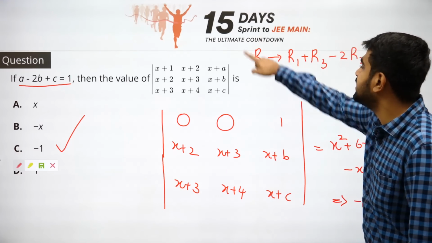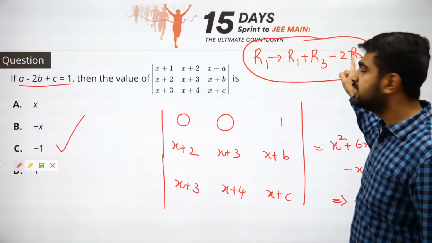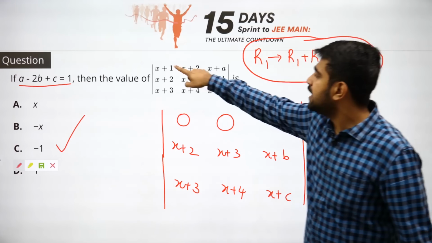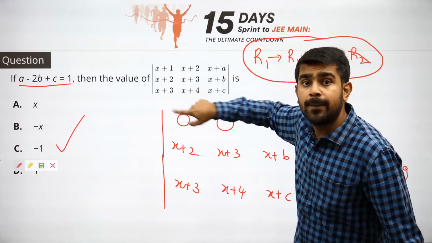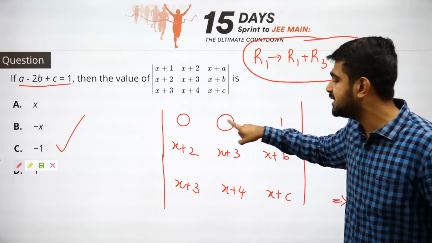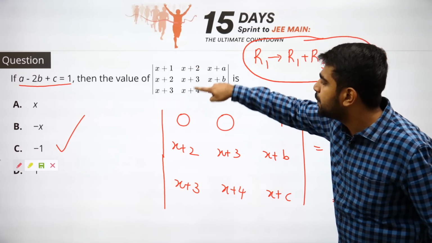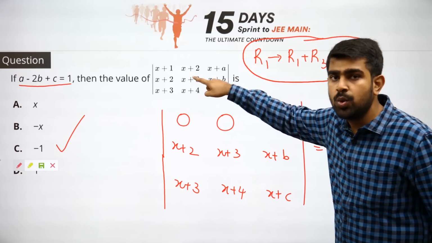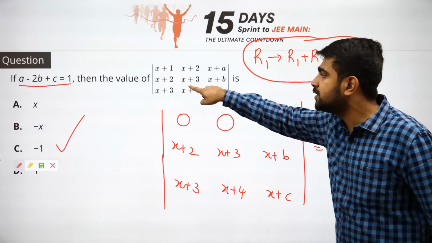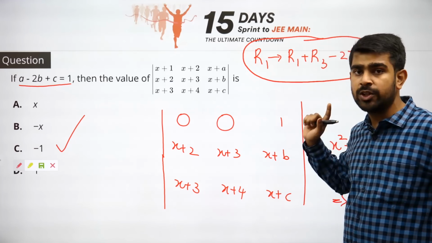So first is this change. This change is very important. This is a change which I do initially. Now when I do this, what happens? R1 plus R3 minus 2R2. So it will be 0 first. Then second also will be 0 because when I do this, it will be R1 plus R3, which is 2x plus 6. 2x plus 6 minus 2 times of x plus 3, which will be 0. That is exactly what I wrote here.